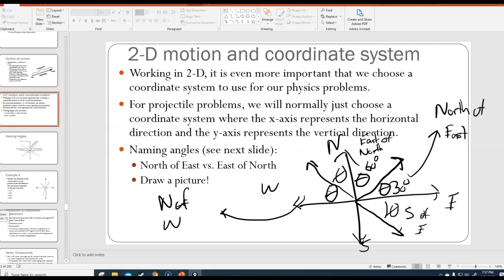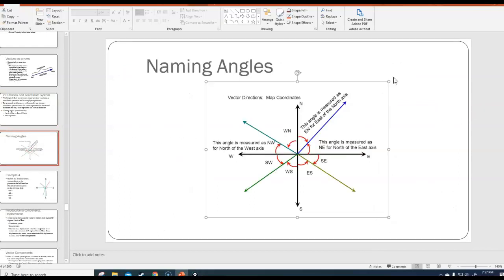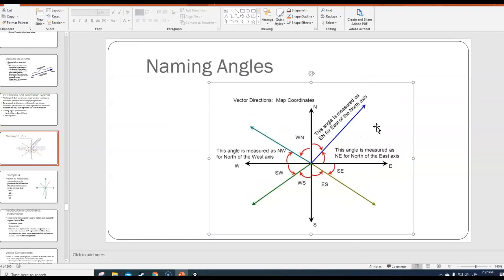Alright, so I'm going to erase this. This is just a little picture to help you understand what I just talked about: north of east, east of north, west of north, north of west, and so on.